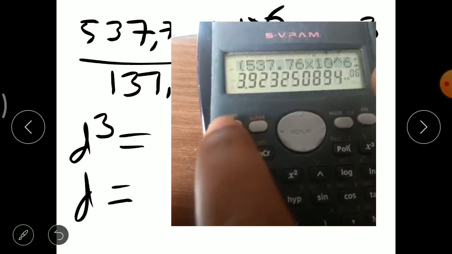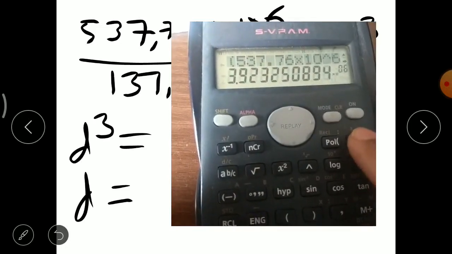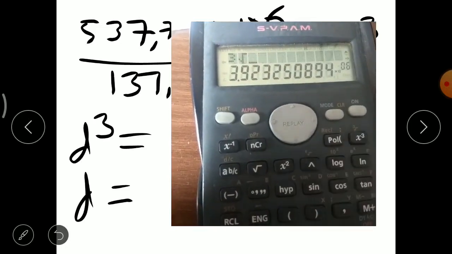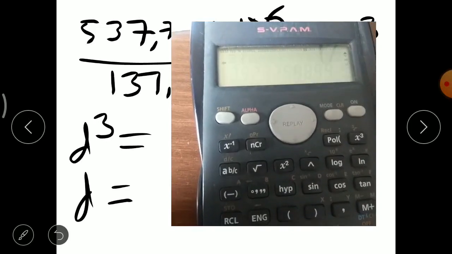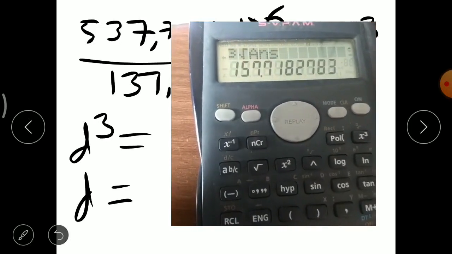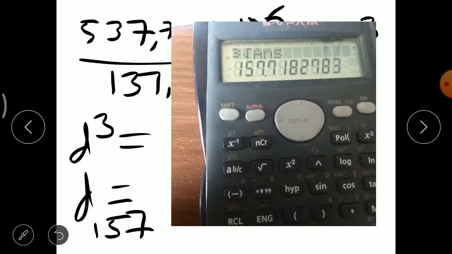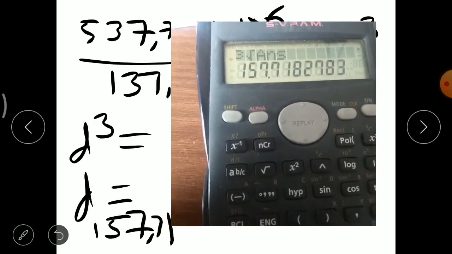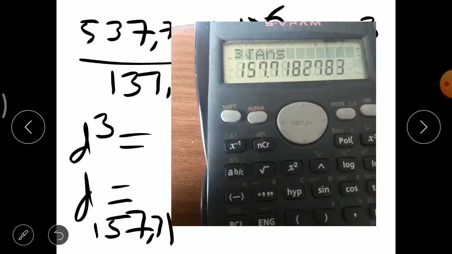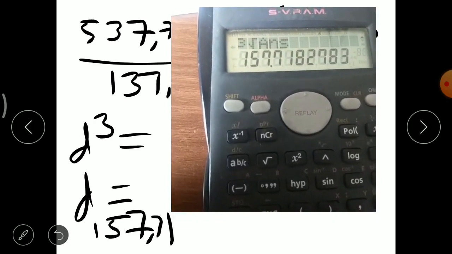So just take the cube root by pressing shift and cube root. Answer, this is the value of d, that is 157.71, that is 158 mm. This is the diameter of shaft.